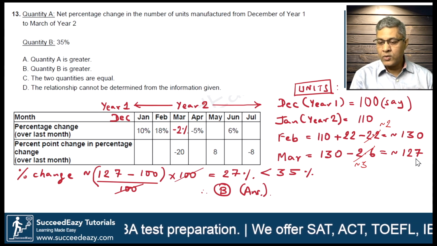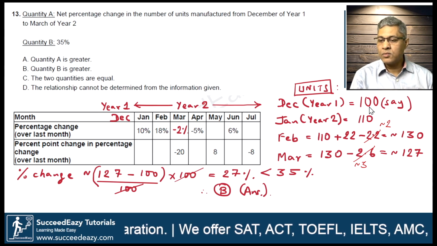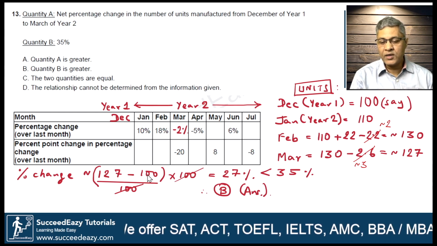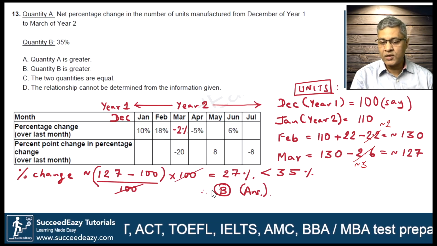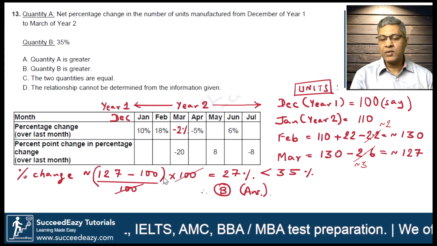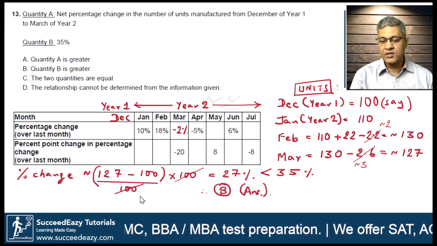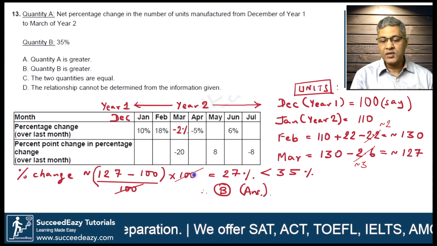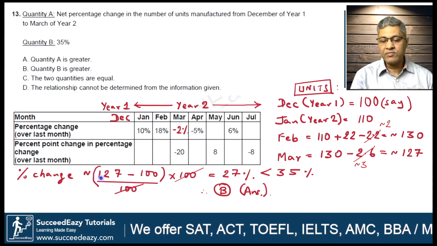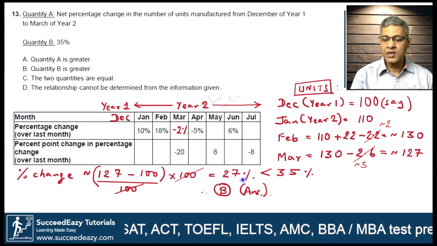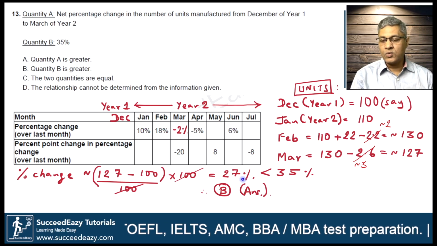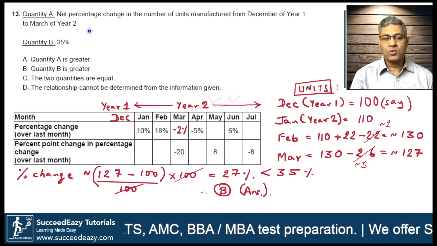March is 127 and December was how much? 100. So final value minus initial value divided by initial value times 100. That will be 127 minus 100 over 100 times 100. This 100 and this 100 will cancel out. What you are left with is 127 minus 100, that is 27%. And 27% is quantity A.